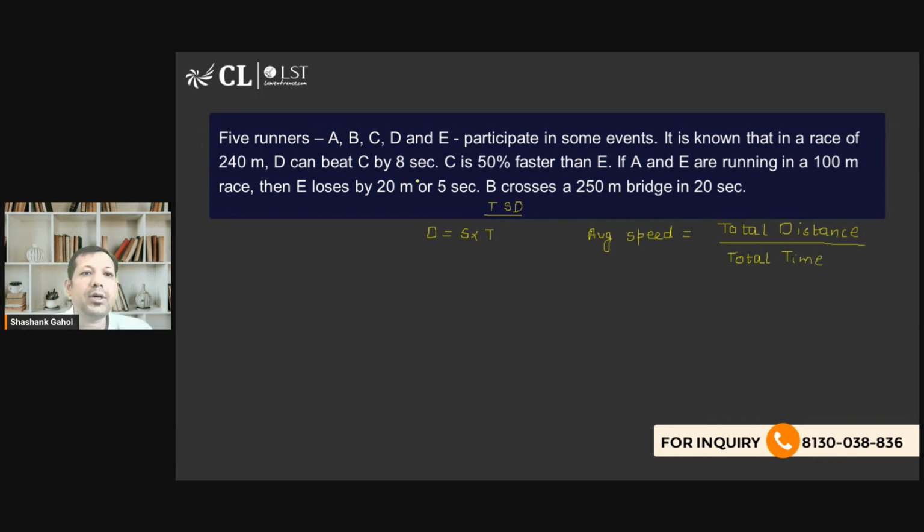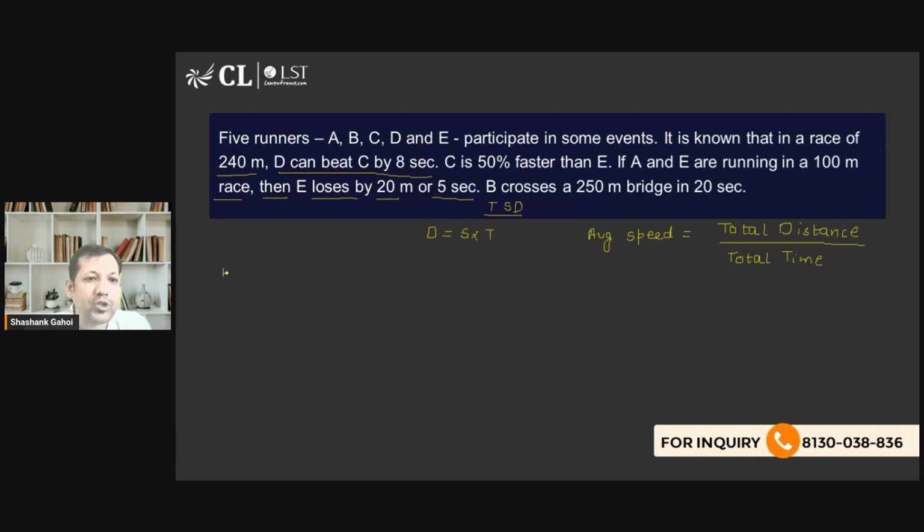It says that in a race of 240 meters, D can beat C by 8 meters. C is 50% faster than E. If A and E are running a 100-meter race, then E loses by 20 meters or 5 seconds. So this line is going to be my starting point.